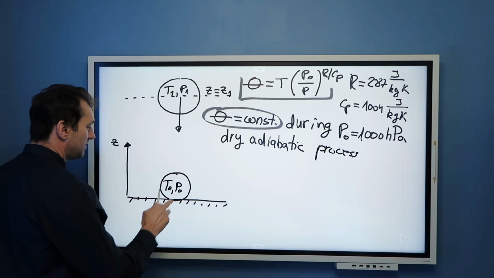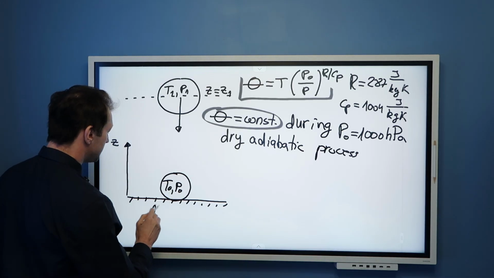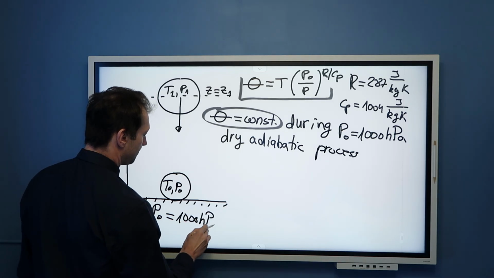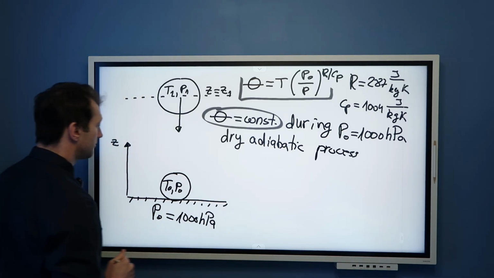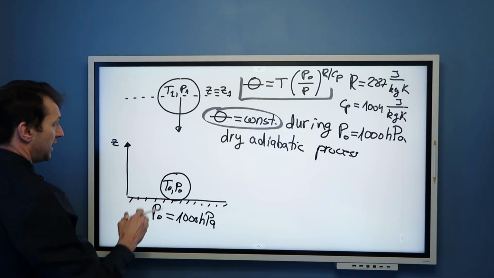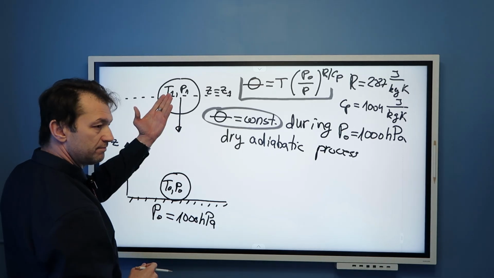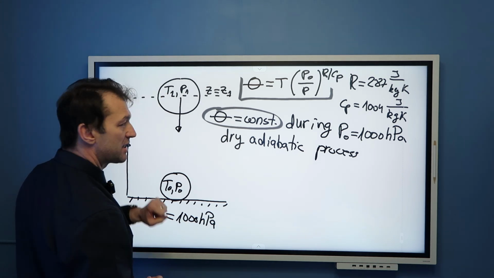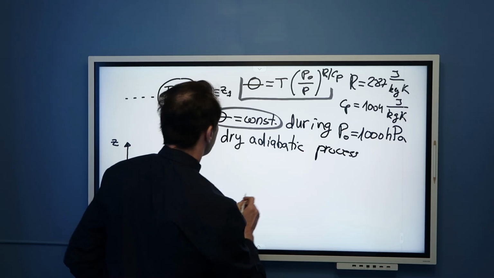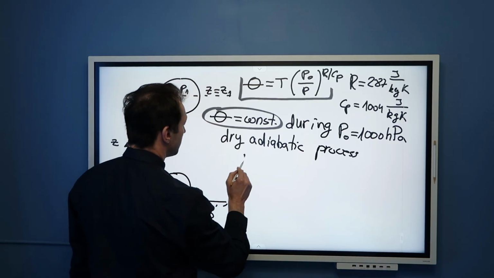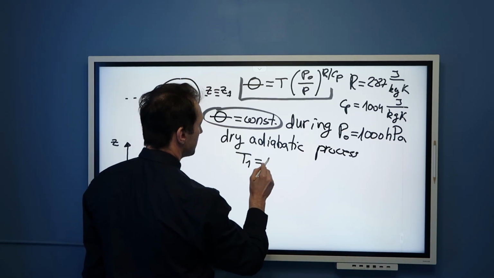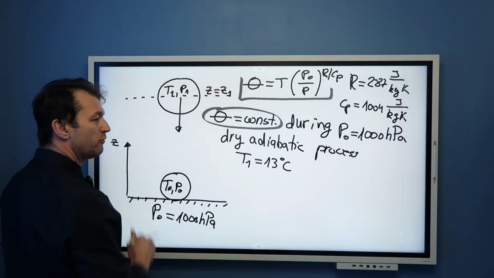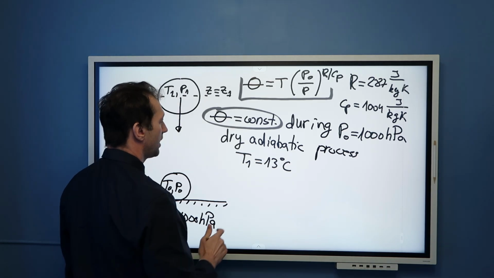Let's say that this P0 at the surface is indeed 1000 hectopascals. So that is my reference pressure. And now let's do a calculation and calculate potential temperature, let's say for this parcel of air over here. Let us say that T1 is 13 degrees Celsius. This is T1, and you will see how we also use potential temperature.